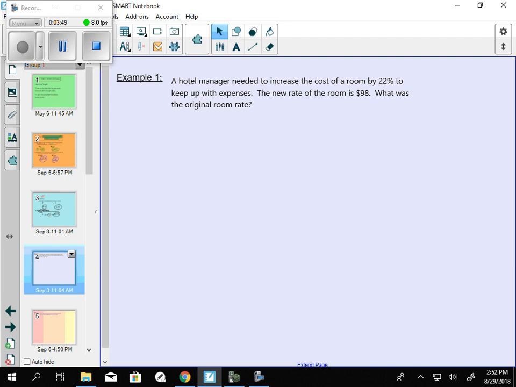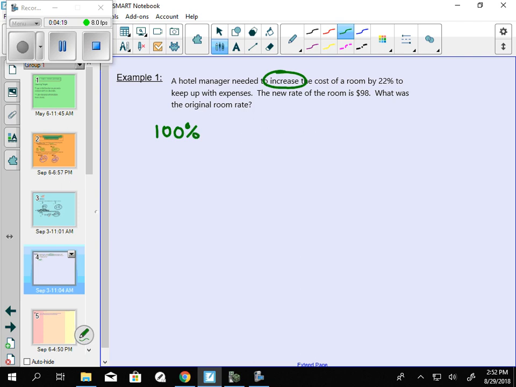Okay. So some examples. These are some real life places where you might end up using percentages. Also, these are similar to things you may see on like the ACT test. So we want you to be able to accomplish these. The hotel manager needed to increase the cost of a room by 22% to keep up with expenses. A big key word in this problem is the word increase. Since we are increasing by a percentage, we need to know what we're starting at. And you always are starting at 100%. So if we take 100% and increase 22%, that means we are going to be at 122% of what we started with. The new rate of the room is $98. What was the original room rate?